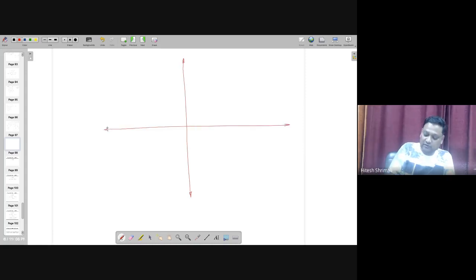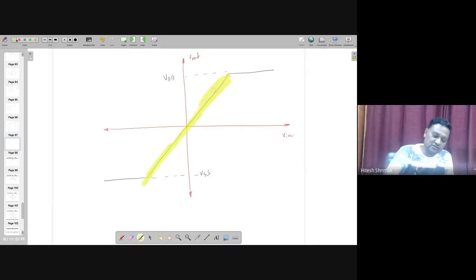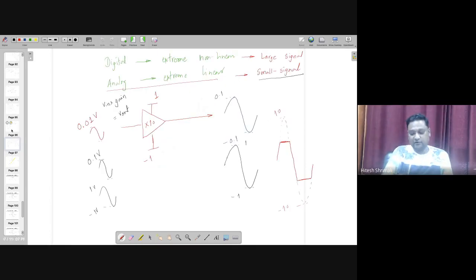If I draw V in with respect to V out, which looks like this one, as long as you are in this particular region, you are in small signal. This is small signal, whereas if you go beyond that, it's a large signal or a saturated one. So when you are using the digital circuit, which is the large signal, it's actually an extreme non-linearity whose name is saturation.